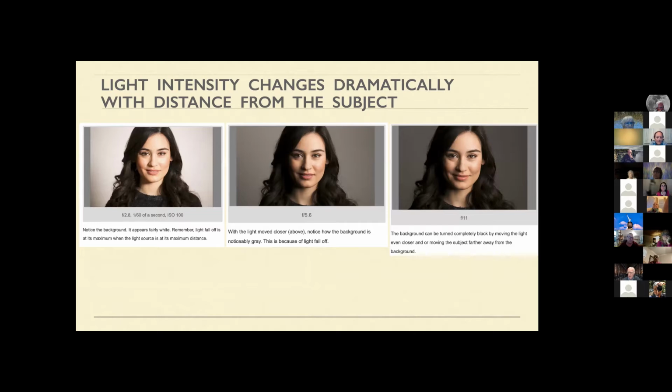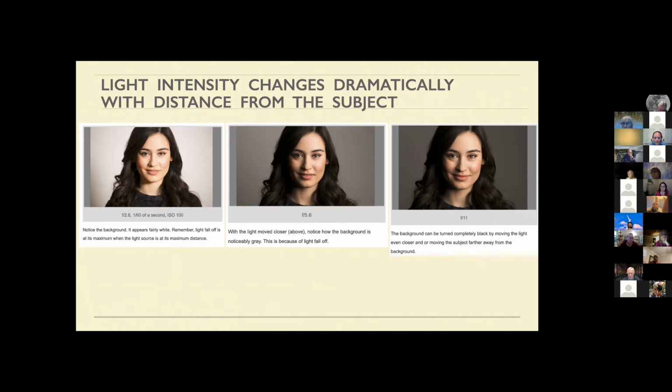I'd like to share with you this rather non-intuitive set of photographs, which are more or less the same. And I'd like you to notice the background behind the model. In the one on the left, the background is a sort of off-white. The one in the middle is a gray, and the one on the right is almost black. If I were to ask you, in which of these photographs is the flash closest to the model?